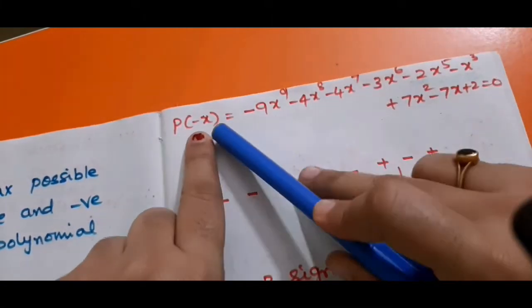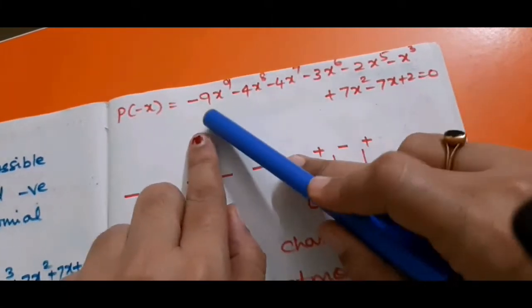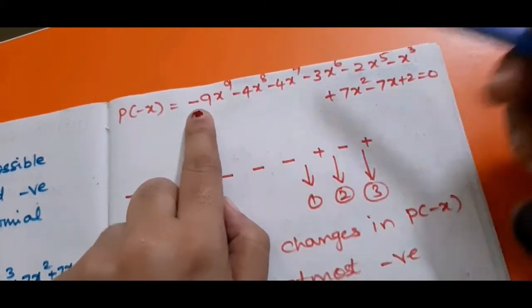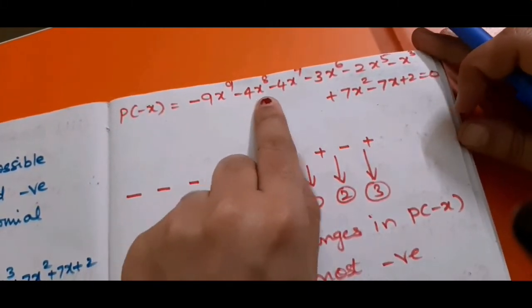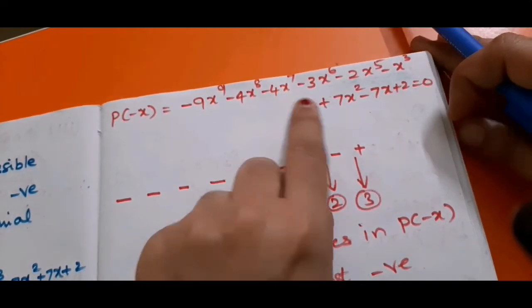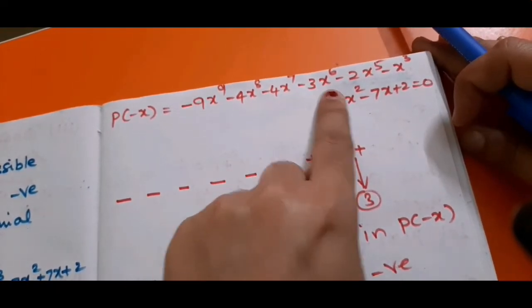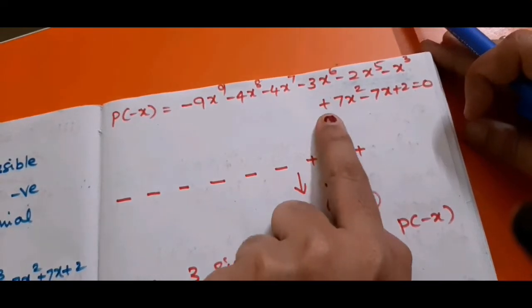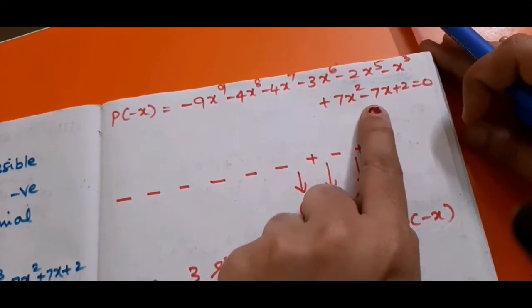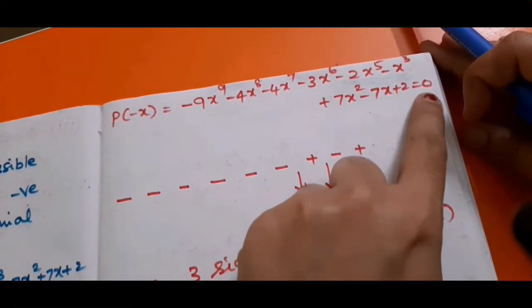So if you replace x by minus x, the polynomial will change as minus 9x power 9, minus 4x power 8, minus 4x power 7, minus 3x power 6, minus 2x power 5, minus x cube plus 7x square minus 7x plus 2 is equal to 0.